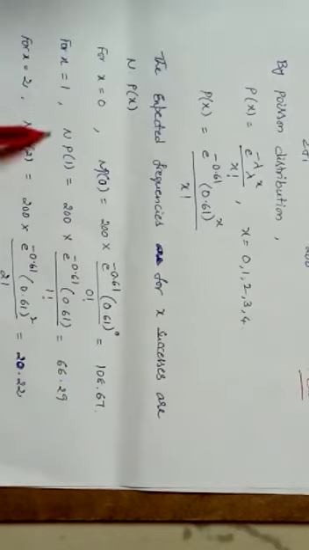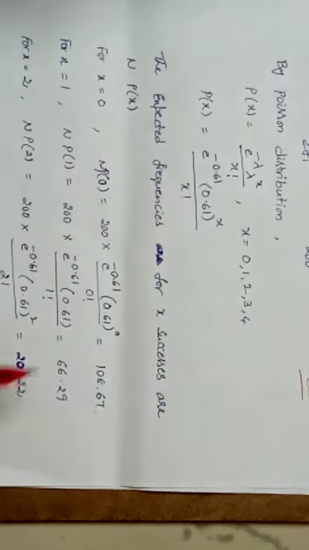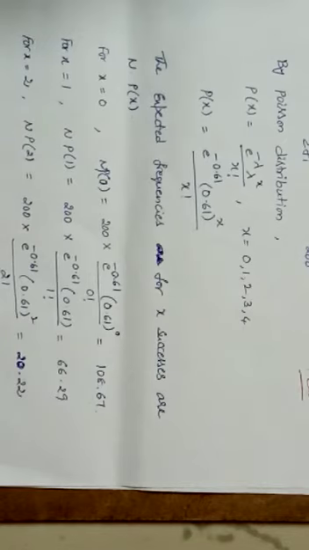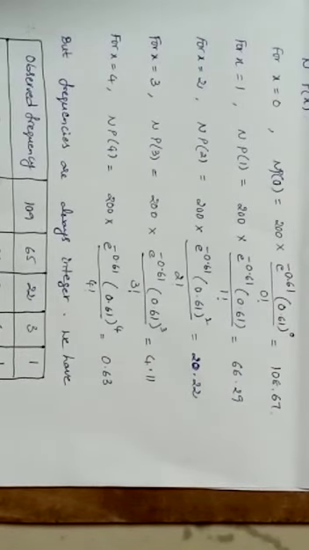Next, x equal to 1, then n into P of 1, and substituting in the same way with x as 1, you will get the value 66.29. Like that, x equal to 2, x equal to 3, and x equal to 4. All these values we find for the frequencies. Frequencies are always in integer form. They should not be in decimal form.